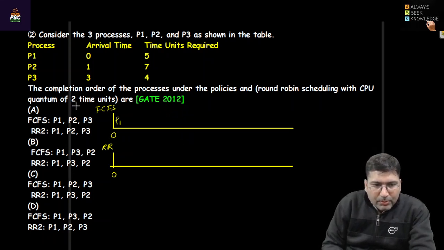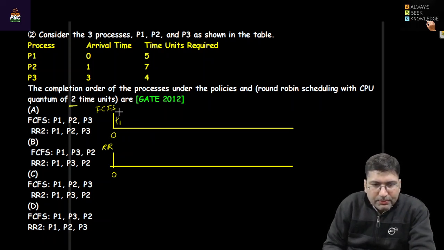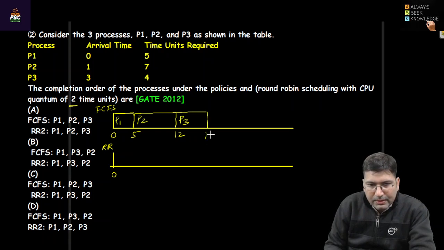Now in round robin the time quanta is given as 2. Okay, so first come first serve, first P1 arrives, so P1 will consume 5 cycles because it is requesting 5. Then till 5, P2 has arrived and P3 has also arrived, so P2 will be scheduled because first come first serve. P2 will consume 7 cycles, so till 12 P2 will execute, and after 12 P3 will be scheduled and P3 consumes 4 cycles, so till 16 it will be executing. Now what happens in round robin?